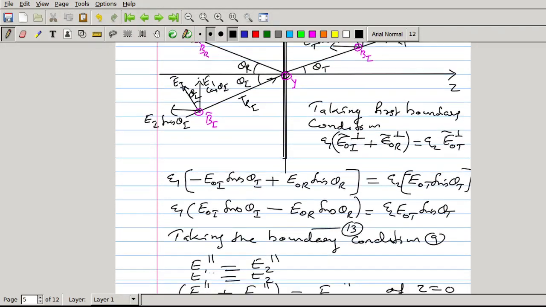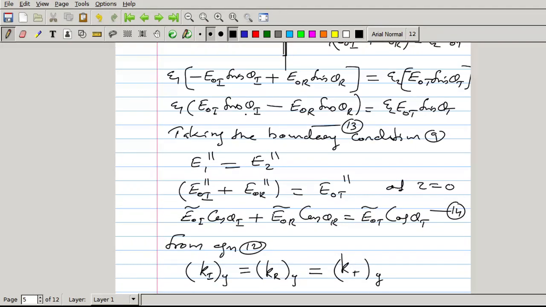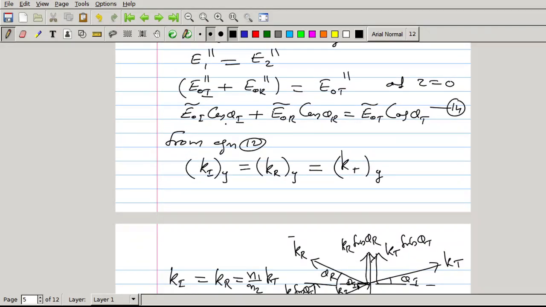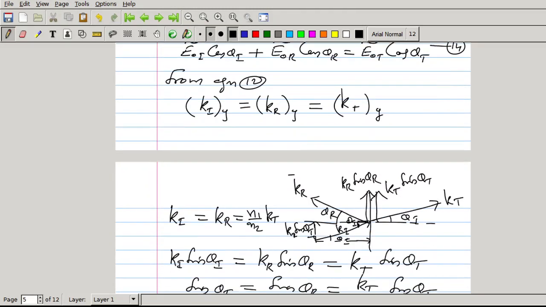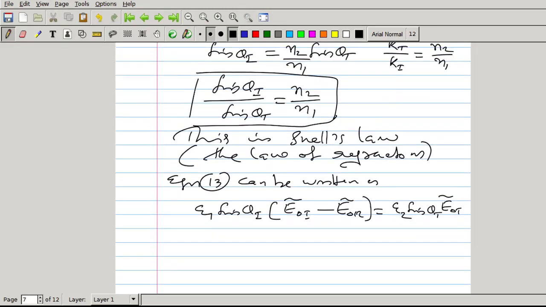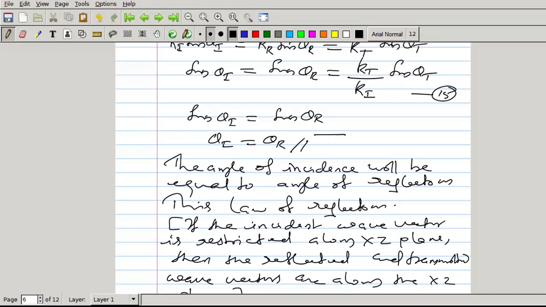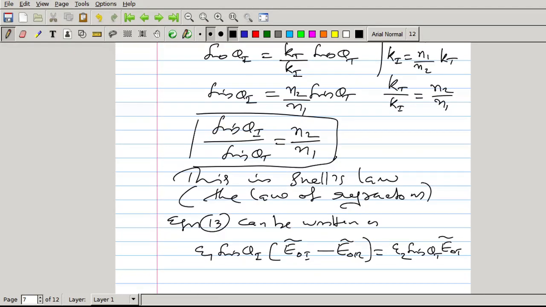Equation 13: epsilon one sine theta, E0I minus E0R. These are complex amplitudes. Epsilon two, E0t sine theta t. Now if I rewrite equation 14, theta R and theta I are the same, so cos theta I can be taken common. We can rewrite equation 14 as well. This is 15, this one is equation 16, and this one is equation 17.